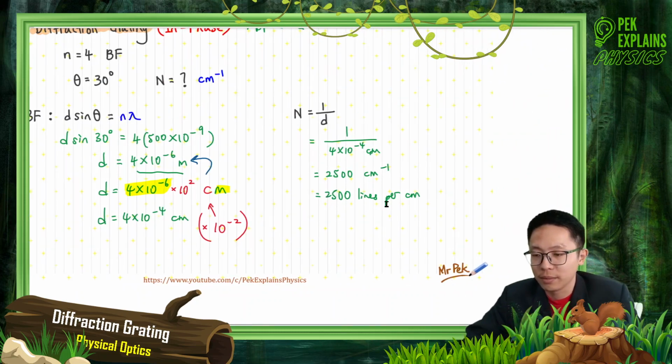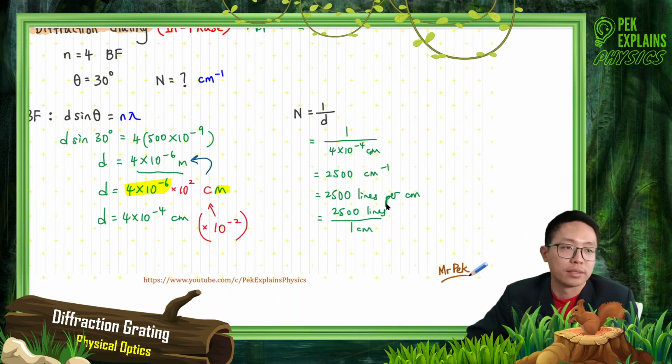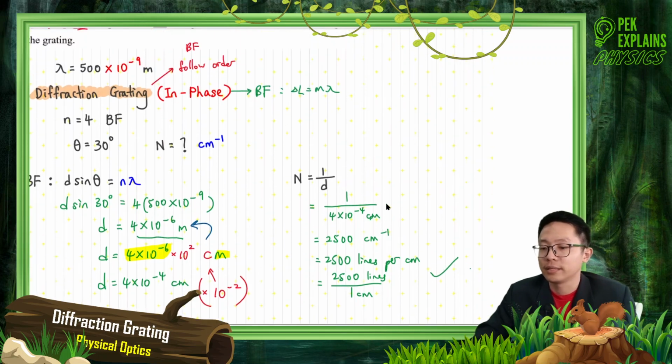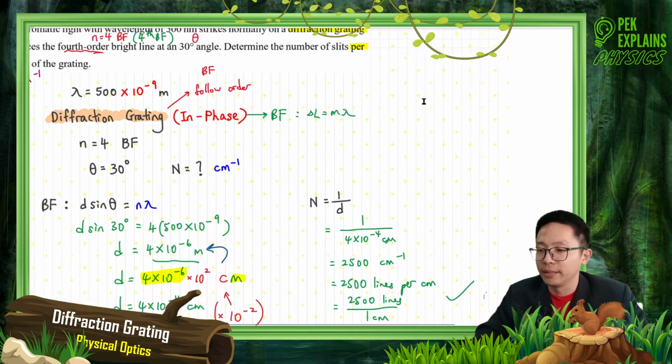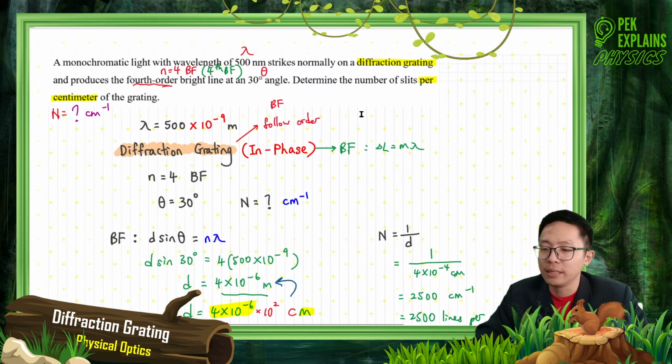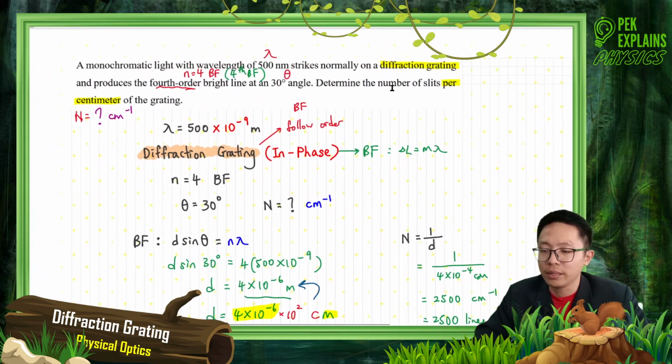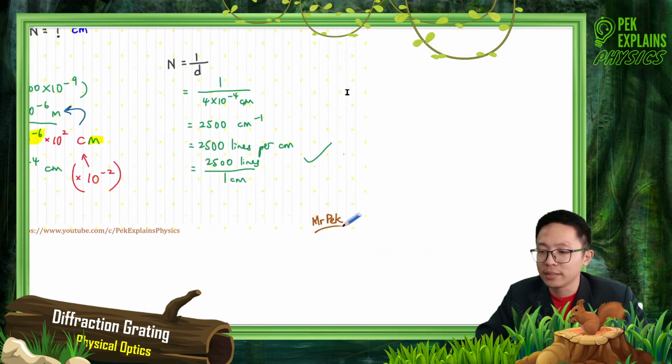What it means is 2,500 lines in 1 centimeter. That's what it means. So that's the answer, all right. Number of slits per centimeter means the number of lines in 1 cm.